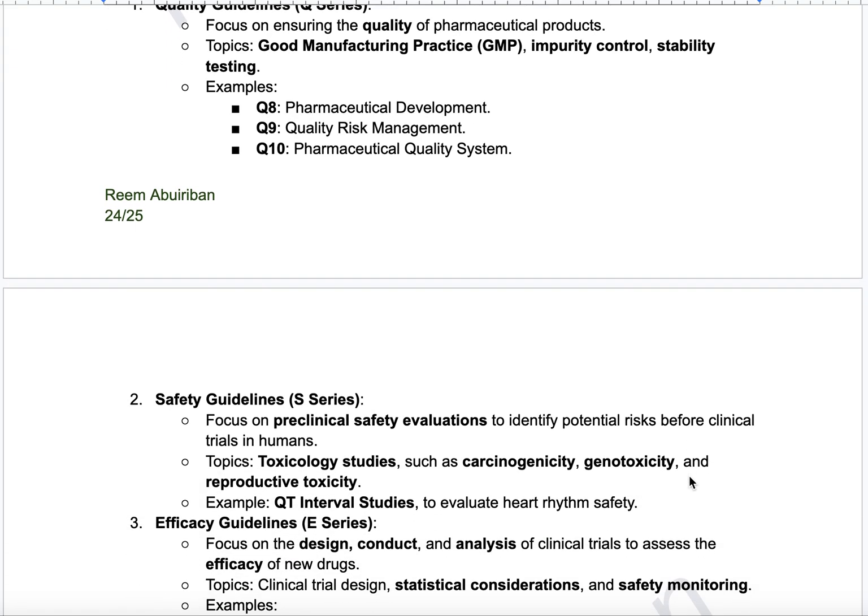Second, safety guidelines, which we can call the S series. They focus on preclinical safety evaluation to identify potential risk before clinical trials in humans. Topics include toxicology studies such as carcinogenicity, genotoxicity, and reproductive toxicity. Examples include QT interval studies to evaluate heart rhythm safety.